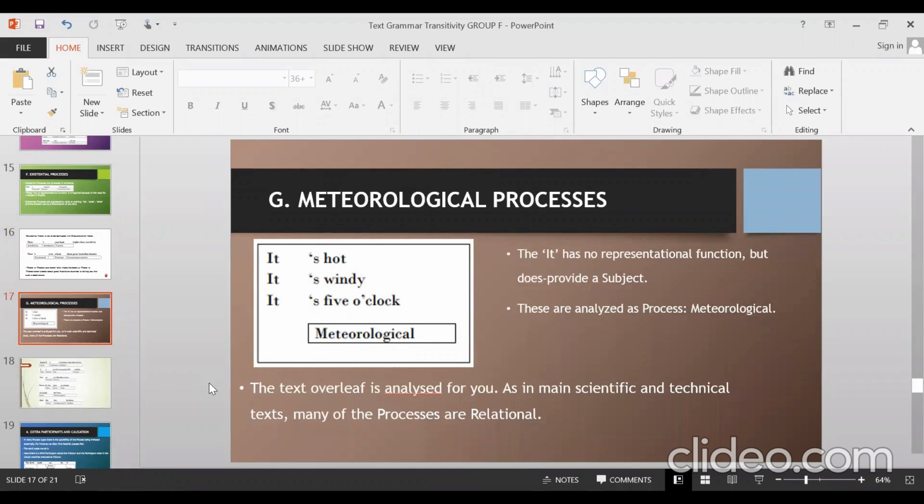Next is meteorological processes. This is the example. It's hot. It's windy. It's 5 o'clock. So hot, windy, 5 o'clock. It is meteorological. So it has no representational function, but just provides a subject. These are analyzed as process, meteorological. As in many scientific and technical texts, many of the processes are relational. Next slide.